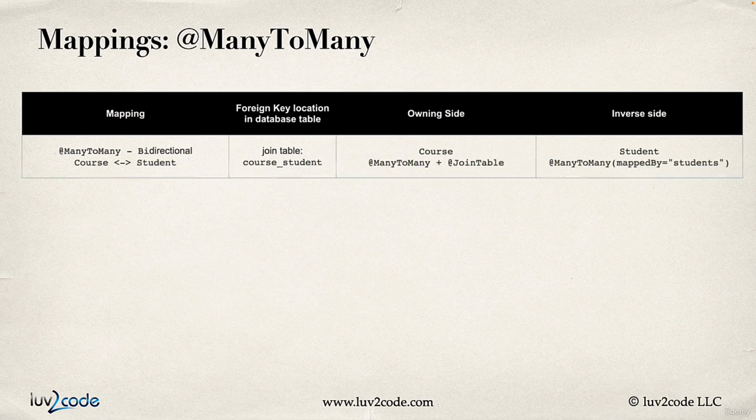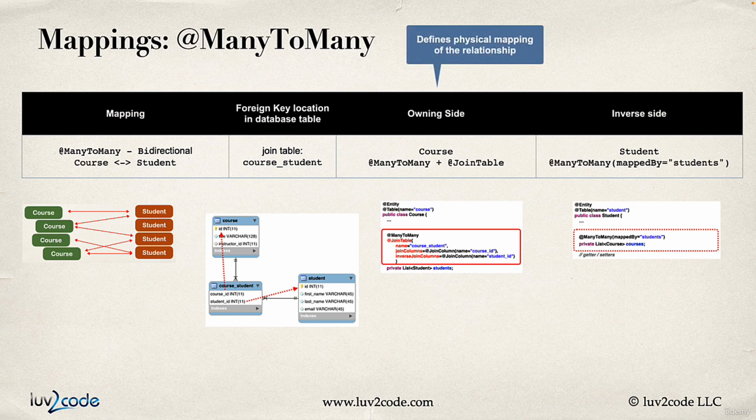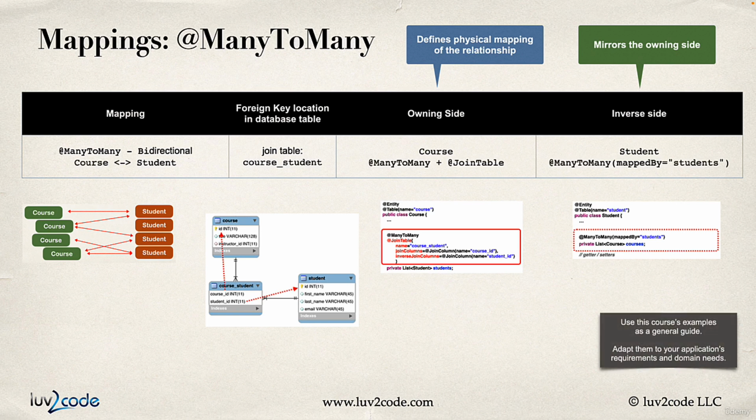And just to kind of recap here on this many-to-many relationship, we're making use of many-to-many in a bidirectional scenario. We have the course and the student. The foreign key location is in the database table. We actually have a join table called course_student. And for the owning side here, the owning side is the course. And we make use of the @ManyToMany and the @JoinTable annotation. Again, remember, the owning side defines the physical mapping of the relationship. And then for the inverse side, we have the student. So make use of the annotation here, @ManyToMany, and we set up the mappedBy. So the inverse side kind of mirrors the owning side.